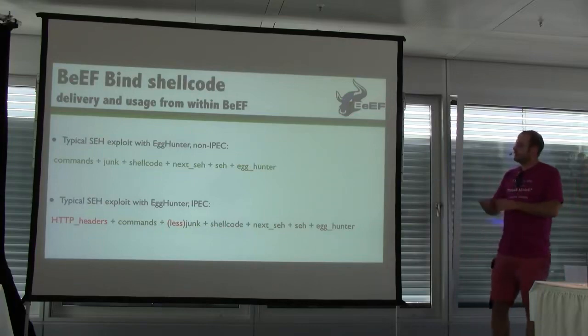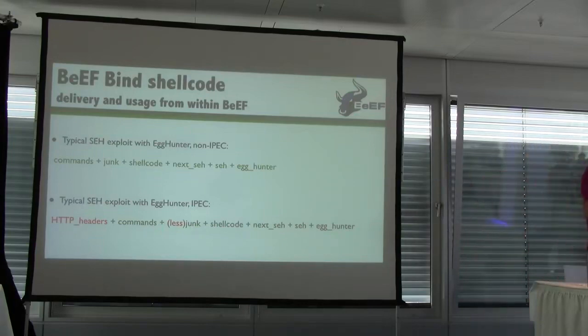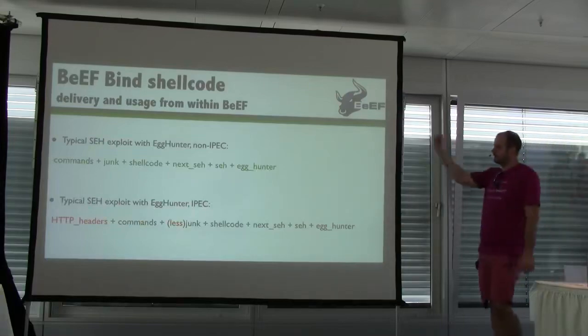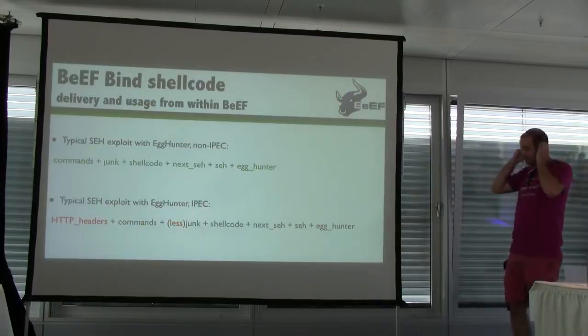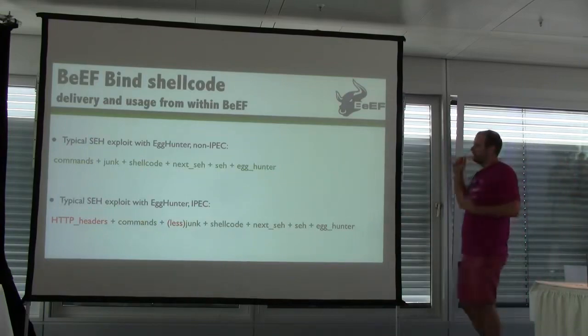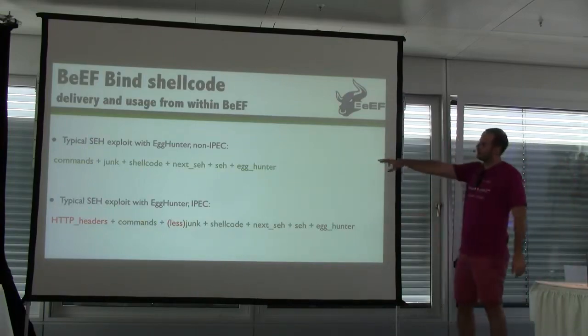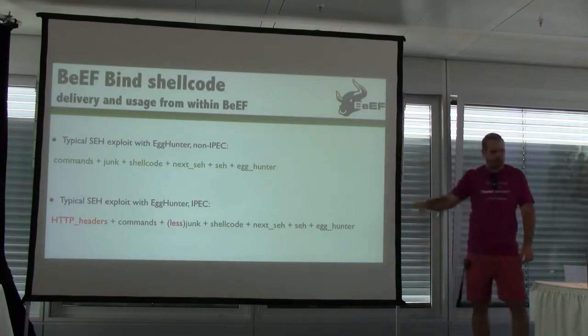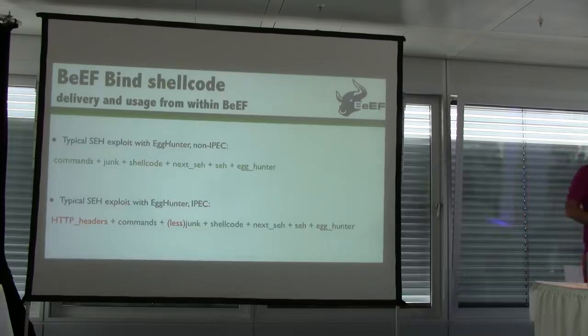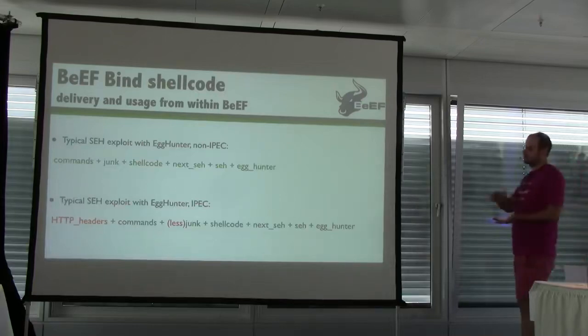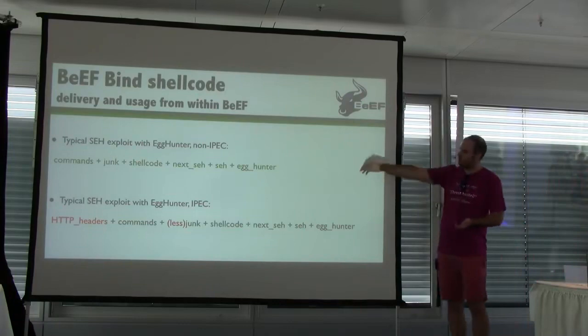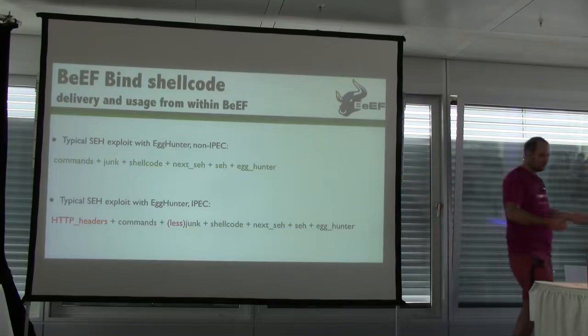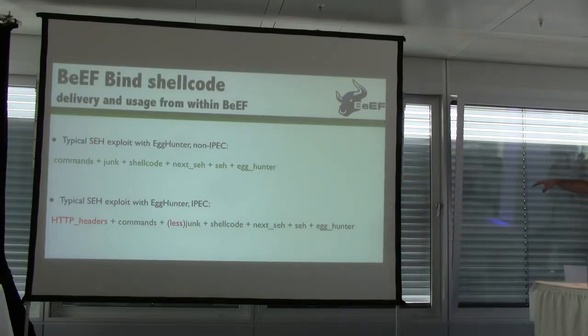Like in a typical structured exception handler exploit with an egg hunter in this IMAP service, which is the exploit that we are going to cover now. If you have a classic command, junk, shellcode, then the pointers and then the egg hunter, in this case, with this technique, usually, especially if the bug is pre-auth, so before entering credentials, you need to account for HTTP headers. Then obviously you put less junk or fewer NOPs if you need them, and then the rest is exactly the same.